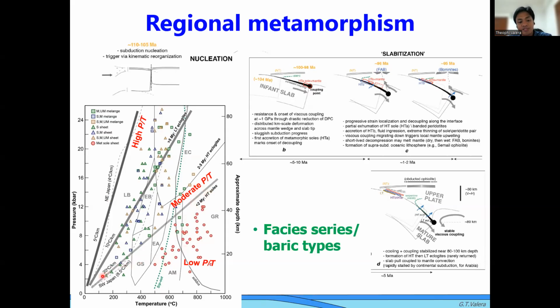Compared kapag meron kang shallow intrusion, what you usually see are the hornfels, the different types of hornfels, followed by sanidinite. If you have high PT facies series or high PT baric type, then you only expect, or we typically only find, blueschists and eclogites. So yun yung concept diba, ng facies series natin.